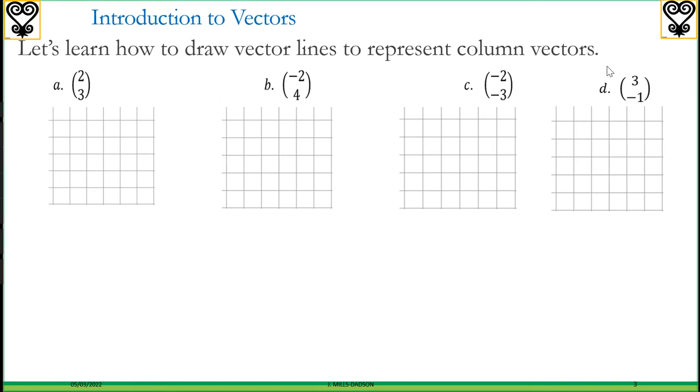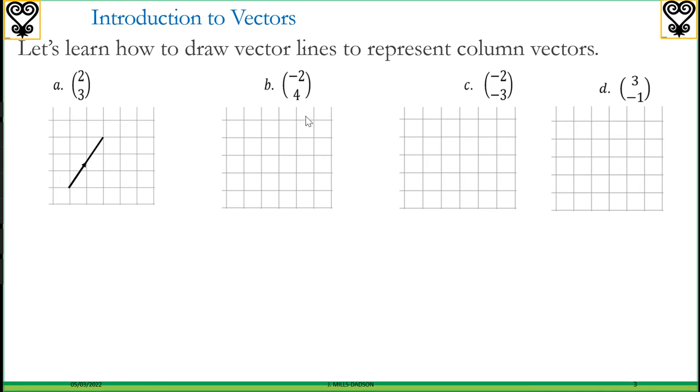Now that we've understood what a vector is, let's learn how to draw vectors. We've been given these vectors and we're supposed to draw the vector. That means 2 units to the right and 3 units up. Then you make a straight line from this point up to where it ends. And that vector is 2, 3.